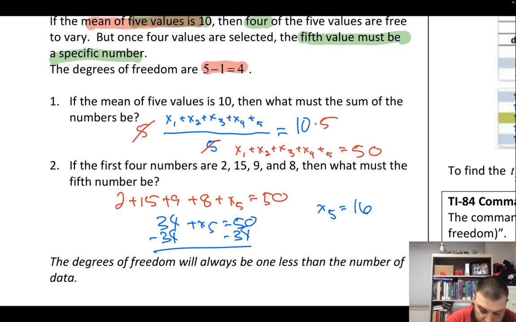Now here is the nice and easy thing about this in some sense. The degrees of freedom will always be 1 less than the number of data, because the ones all the way up until that 1 less have choices. That last one then gets dictated because it has to fit that certain value for this case, or that student has to sit in the 1 remaining chair.